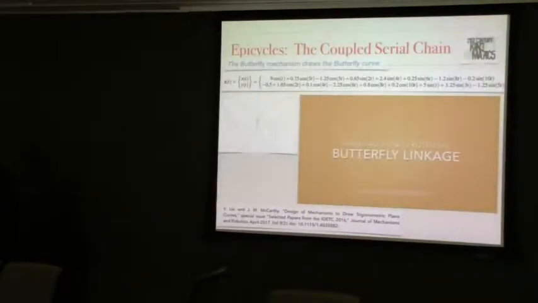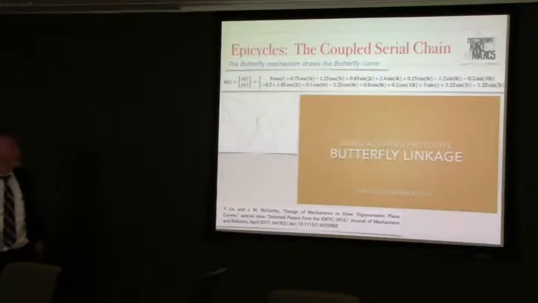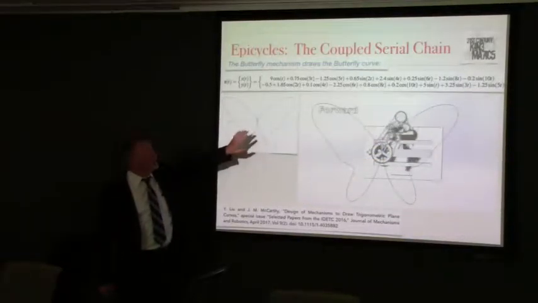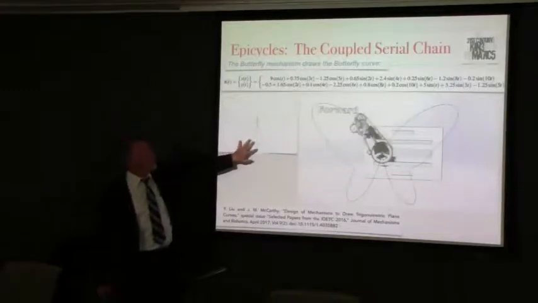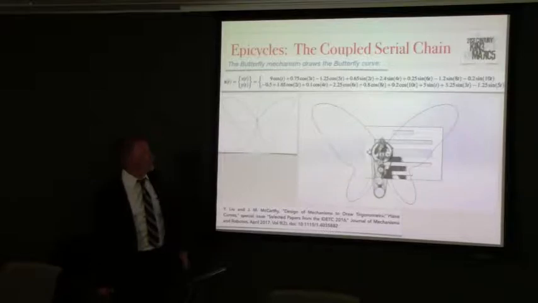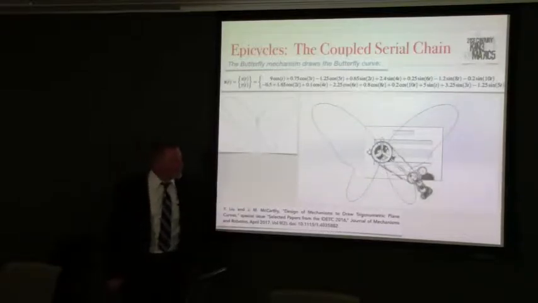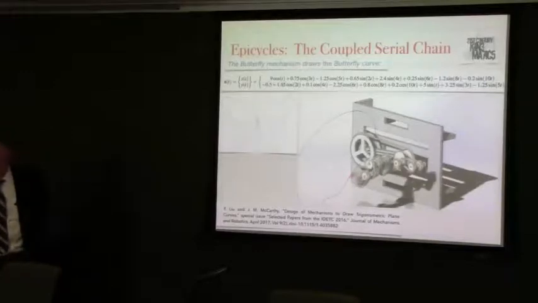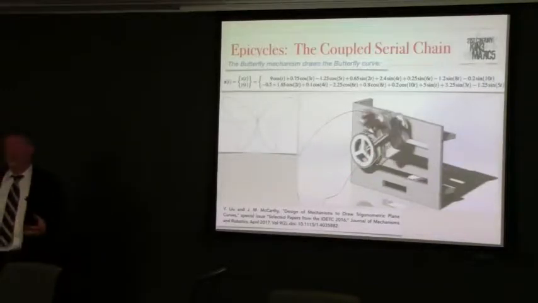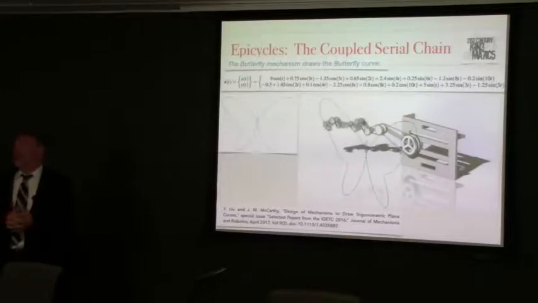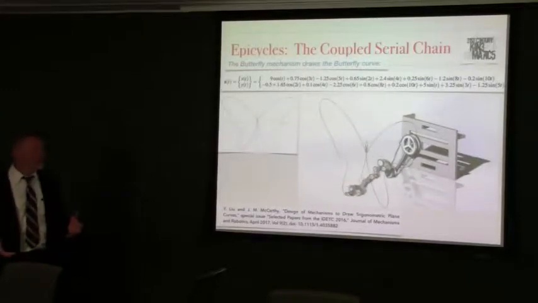All right. This is a well-known curve. It's known as the butterfly curve. What we did is we expanded it in the Fourier series and truncated it to, I think, 14 terms here, and then designed this coupled serial chain that draws the curve. So this shows that what you would hope out of the theory of Fourier transforms actually works.